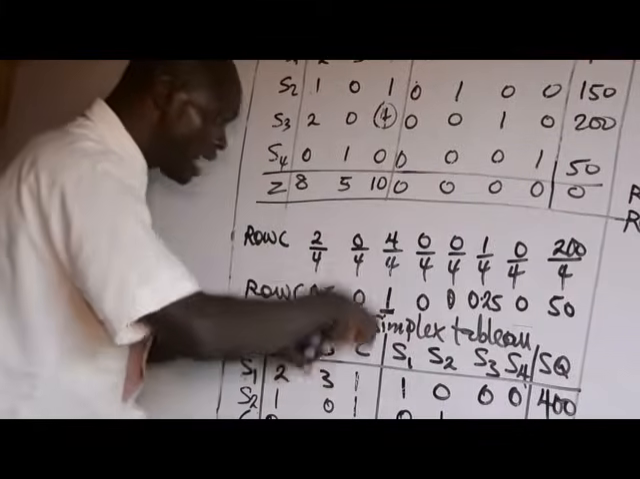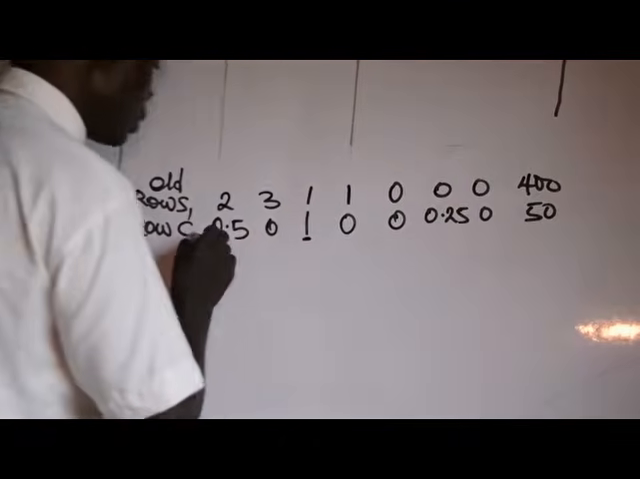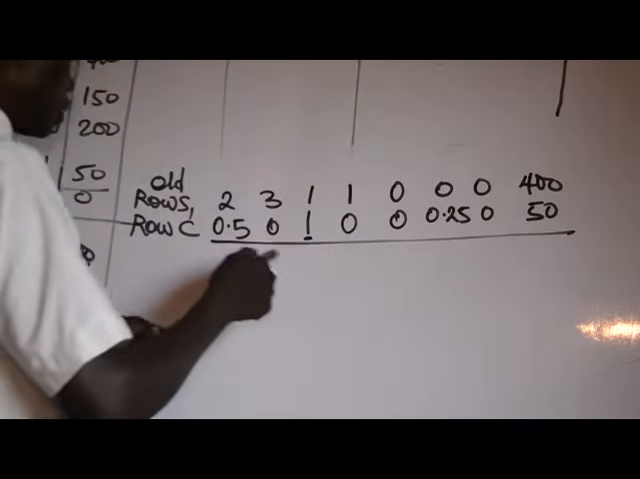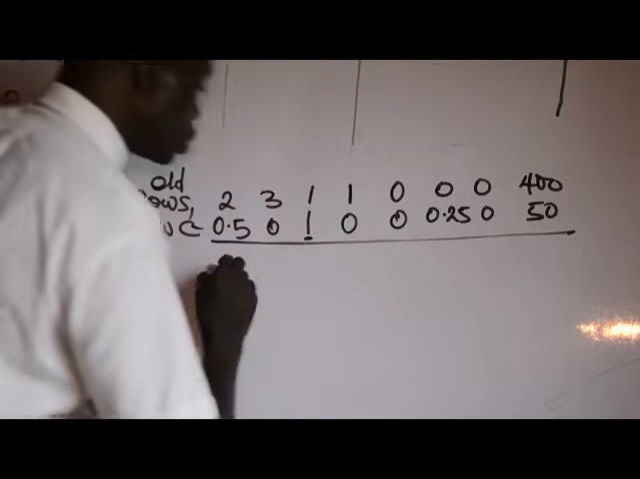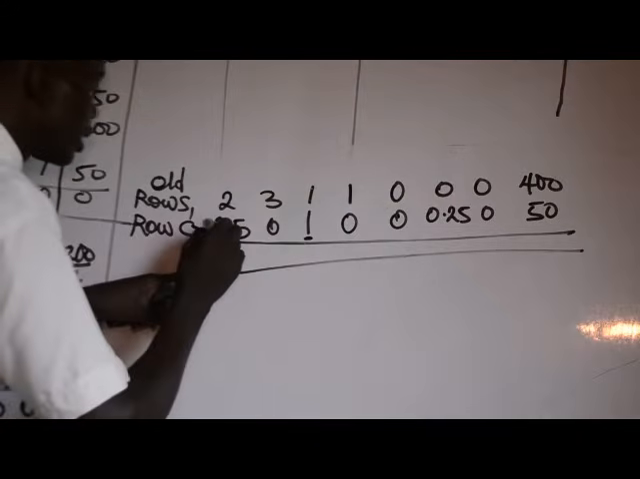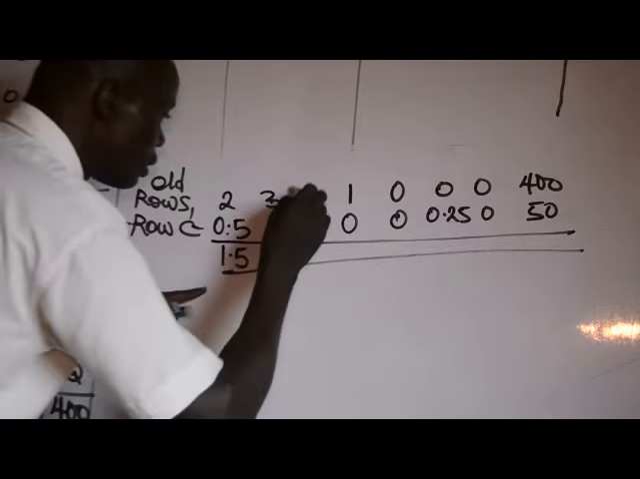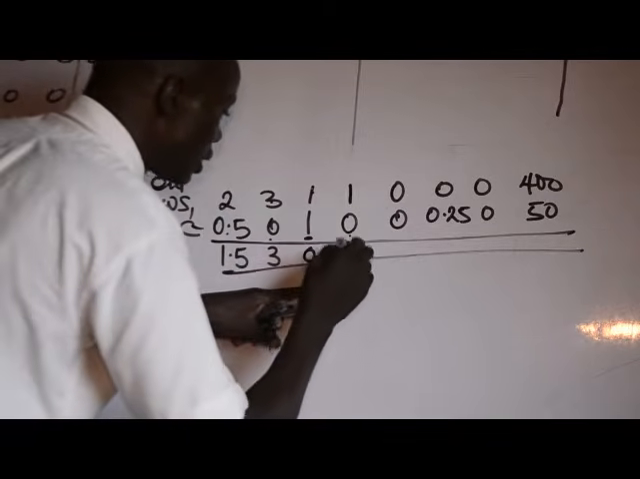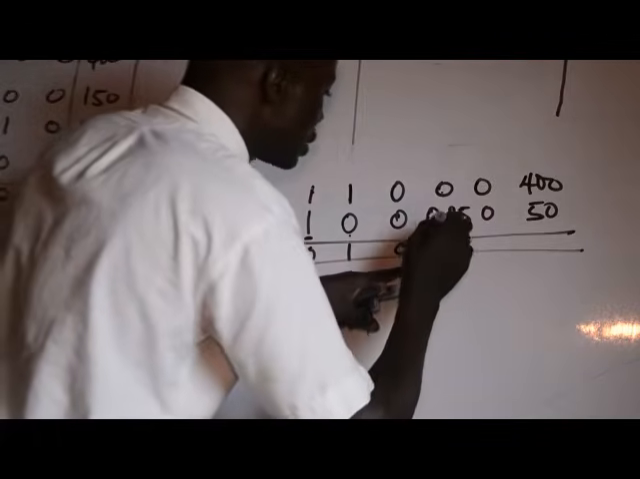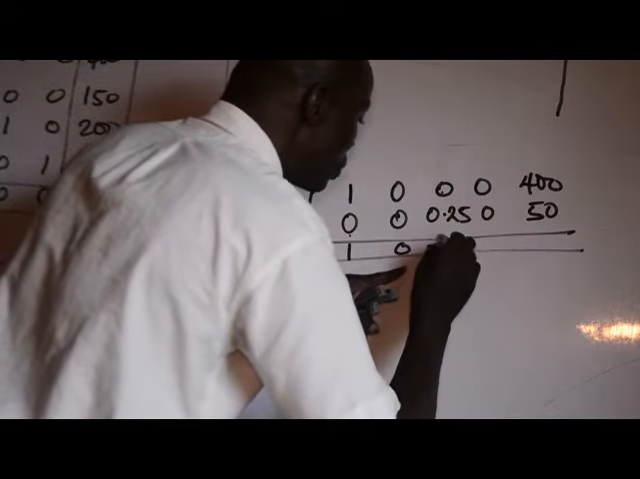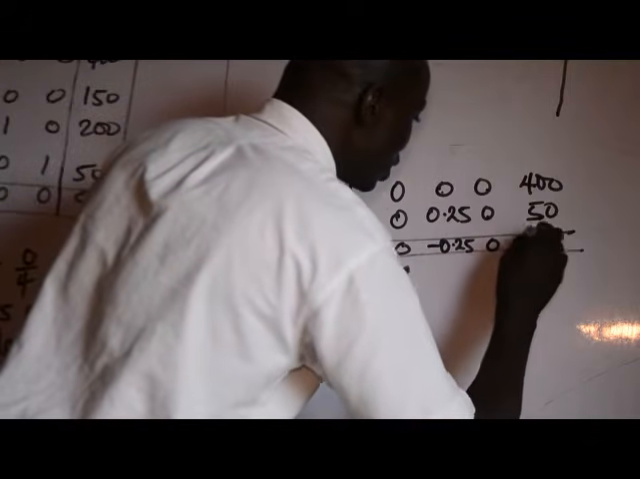You want everything in that column to be 0. So that means everything here, you want it to be 0. Since you have 1 here, by subtraction, 1 minus 1 is 0. That means you can subtract it to turn that to 0. So 2 minus 0.5, that will be 1.5. 3 minus 0 is 3. 1 minus 1 is 0. 1 minus 0 is 1. 0 minus 0 is 0. 0 minus 0.25, that is minus 0.25. 0 minus 0 is 0. 400 minus 50, then that gives us 350.